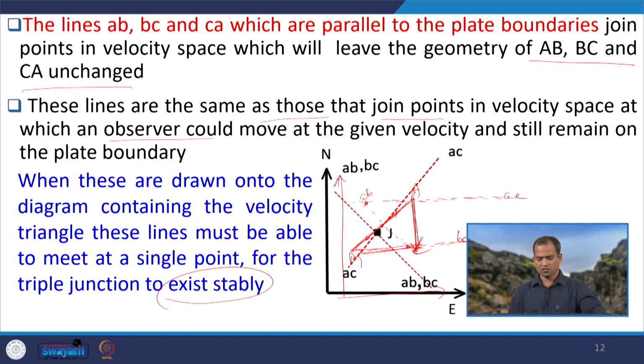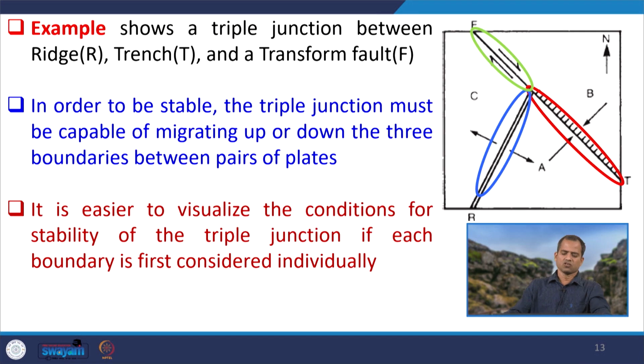So, here the same thing is discussed. If AB, BC, CA, that means in the given example here the AB and BC they are coinciding with each other and the AC is here. So, now you see in a given velocity triangle they are meeting at a point. So, that means this is a stable point. For example, shown in the triple junction here: ridge, trench and transform fault.